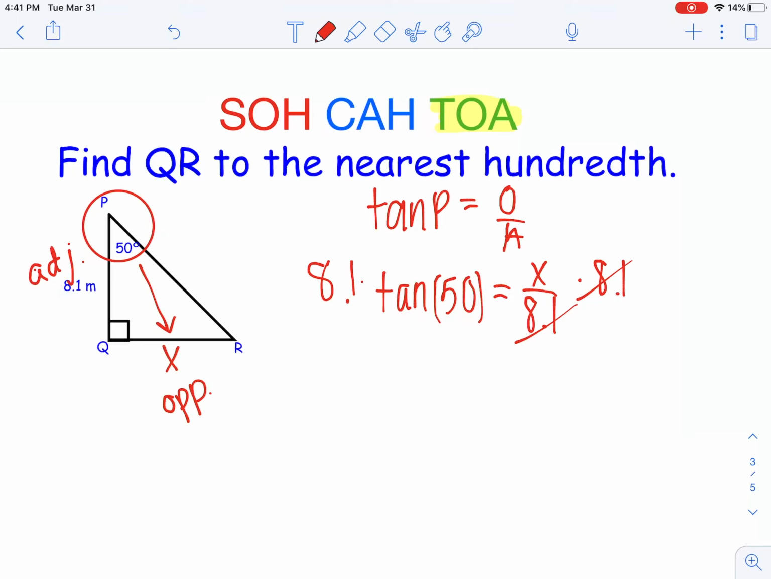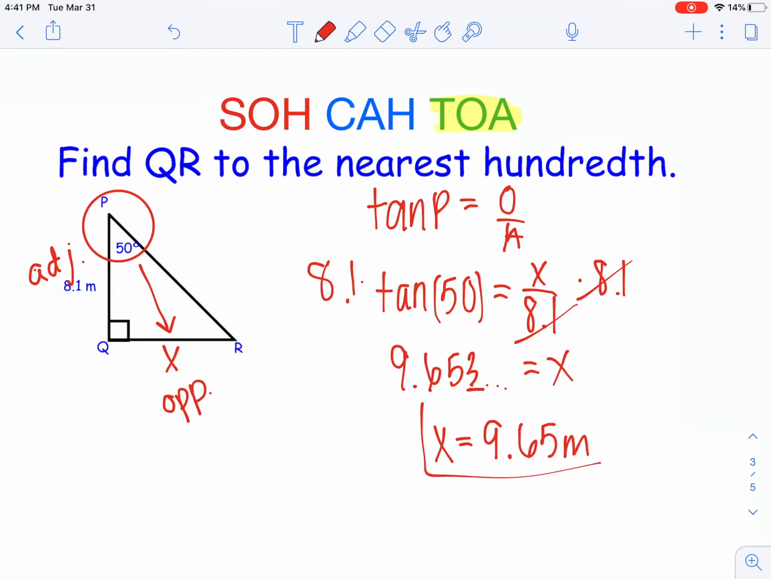Then if you type that into your calculator, 8.1 times tangent of 50, you get 9.653 something. And then if we're rounding to the nearest hundredth, look at that number in the thousands place. That tells us we can round down. So x equals 9.65 meters.